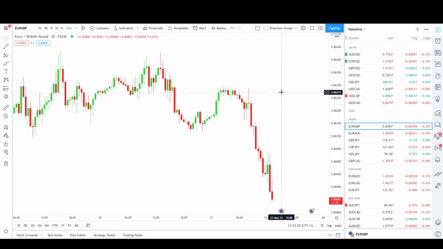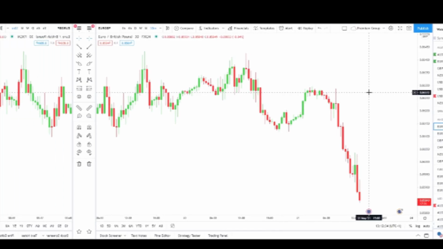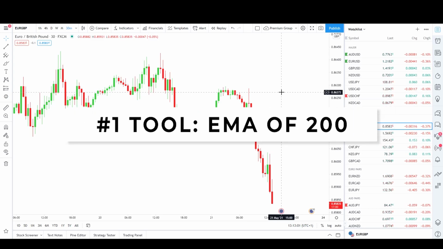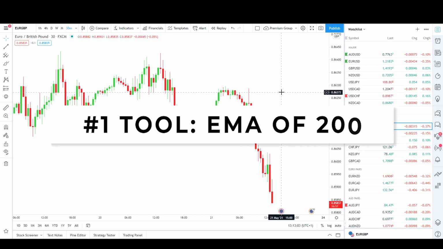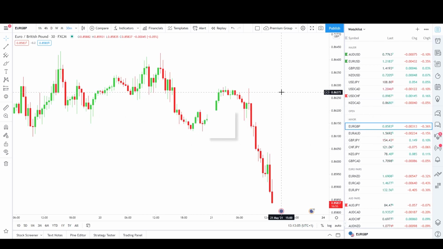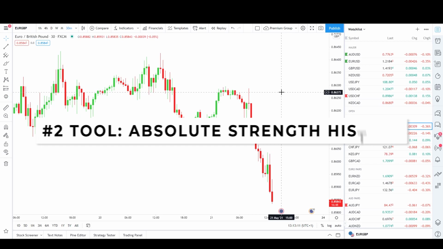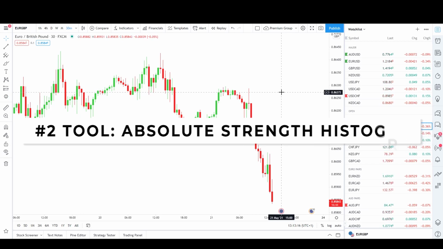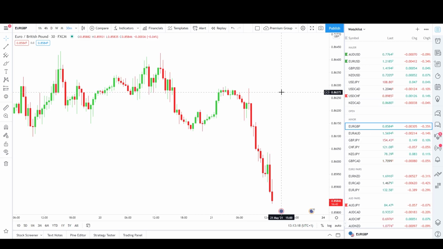So without further ado, let's begin this trading live session. I will jump in straight to what we actually need for this strategy. The indicators needed for this strategy are the exponential moving average of period 200, and I do like this specific EMA for a good reason. It's a totally great tool for trend indication. And the next indicator we need is the absolute strength histogram. This is the very first time I see this tool, so I'm really curious to see the results.